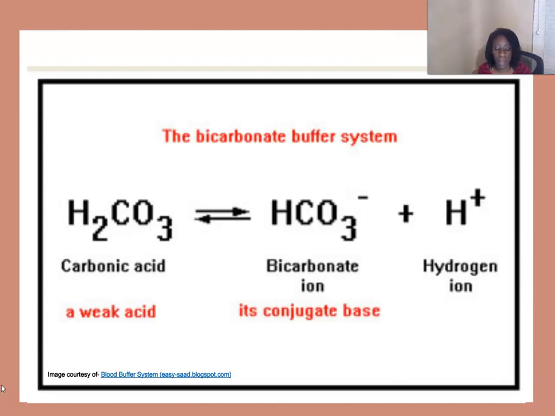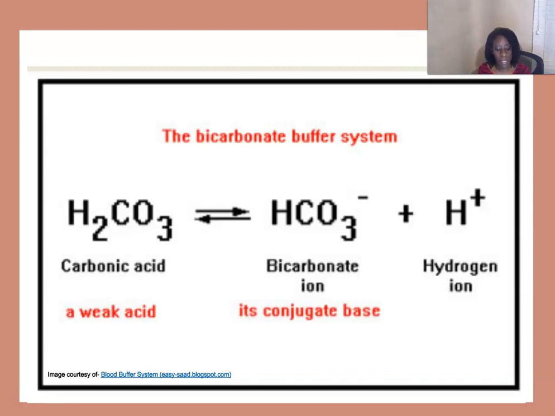Now, if the pH of someone's blood begins to rise, meaning it's becoming more basic because for some reason the hydroxide concentration is rising above the hydrogen concentration, the carbonic acid will start to dissociate or break apart into the bicarbonate ion, HCO3 negative, and the hydrogen ion, H+. Now, these extra hydrogen ions are going to balance out that increased concentration of hydroxide ions and bring the pH back closer to 7.4 where we want it to be.